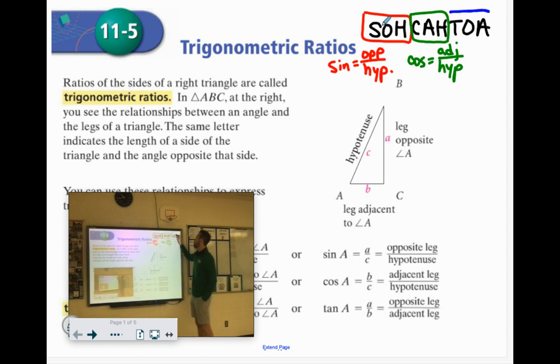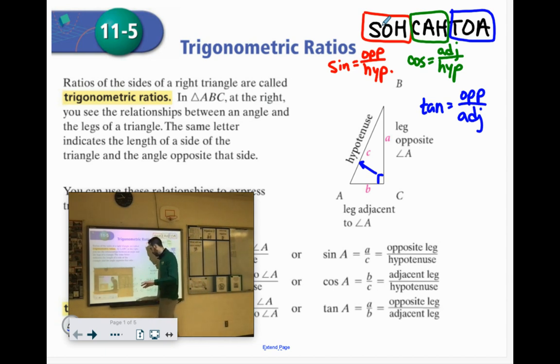And then TOA stands for tangent. It's going to be equal to the opposite over adjacent side. So we're going to be dealing with right triangles here. And the opposite and adjacent sides are kind of depending on which angle you're looking at. The hypotenuse is always the one across from the right angle. It's always the longest side. It's the only side that doesn't touch the 90-degree angle.